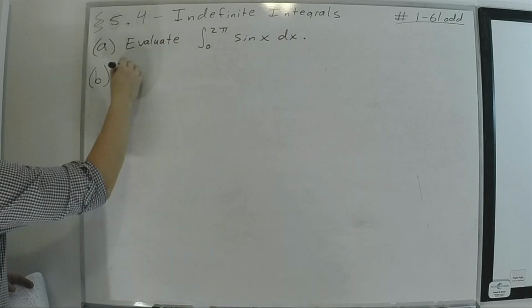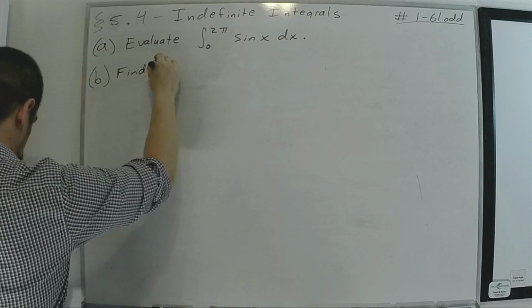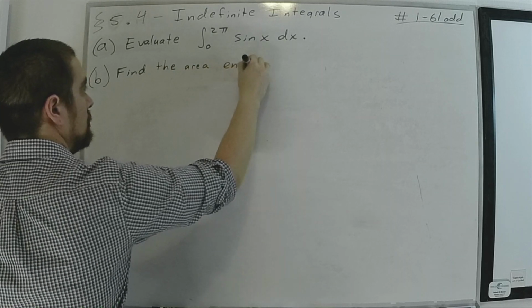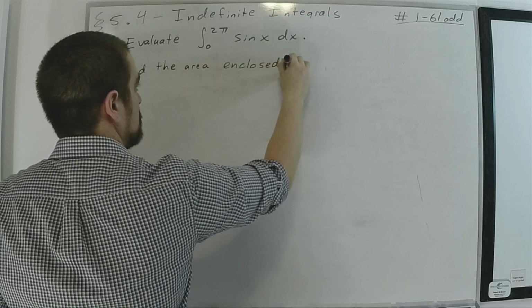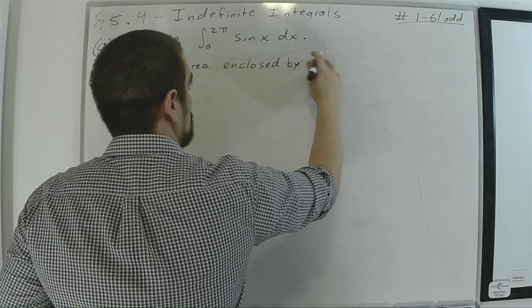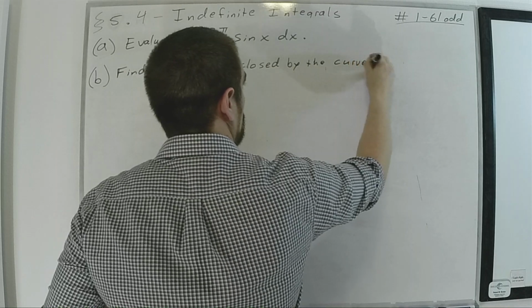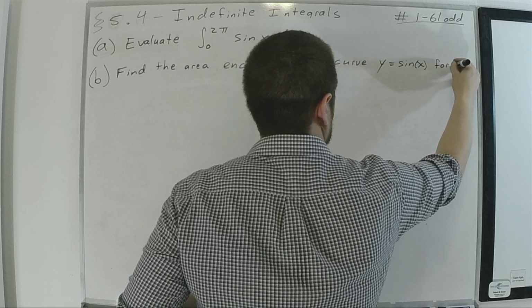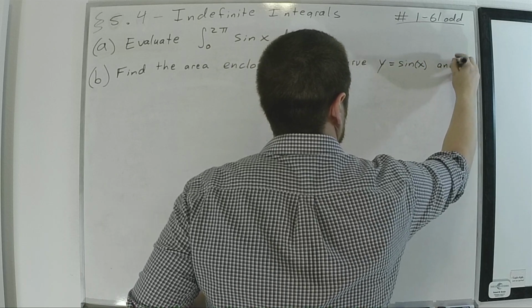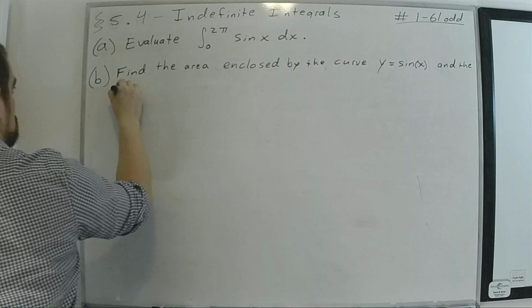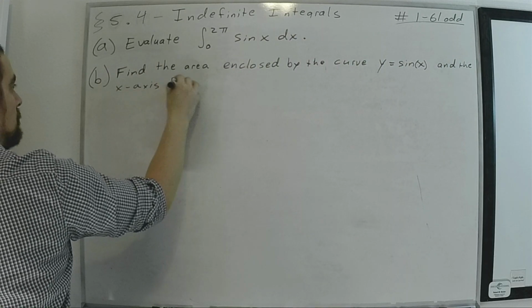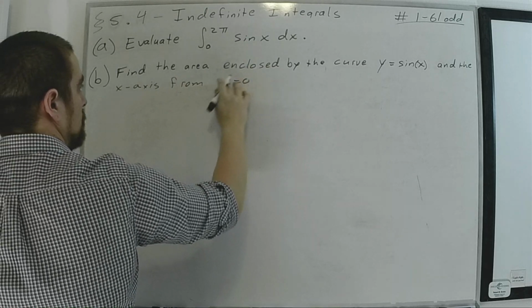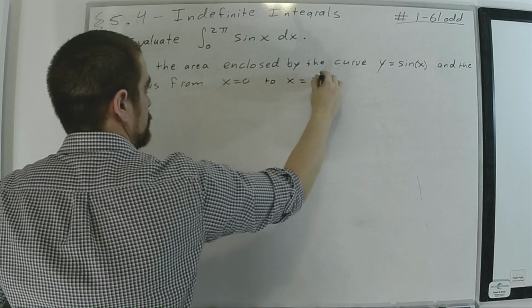And then for part B, we want to find the area enclosed by the curve y equals sine of x and the x-axis from x equals 0 to x equals 2 pi.